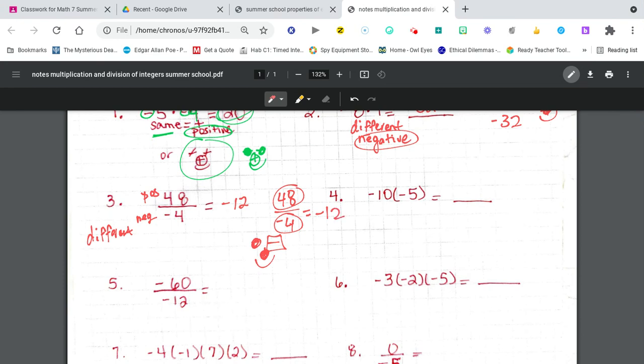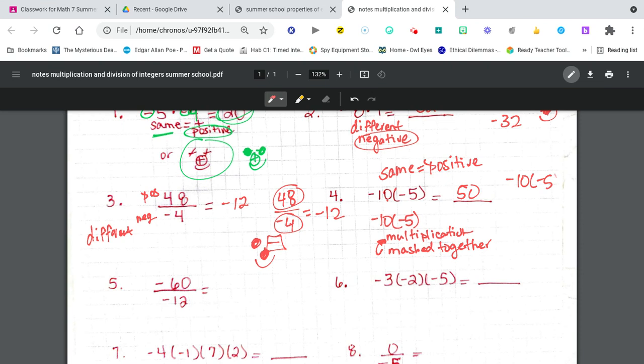All right. On number 4, when you see it mashed together like this with parentheses, that automatically means multiplication. You don't have to guess if it's subtraction or addition. It's automatically multiplication. So this is multiplication, guys. It's the same signs, so I end up with a positive answer. And 10 times 5 is 50. You could also use the smiley face.